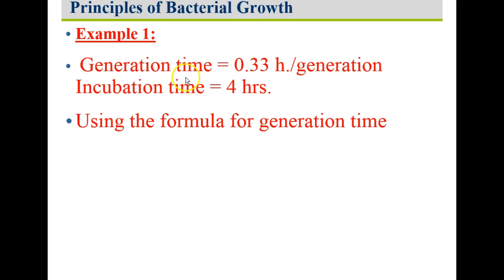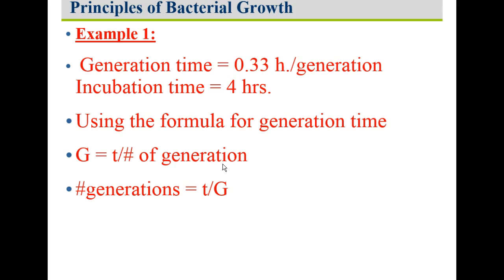We know the generation time, we know the incubation time. Using the formula for generation time, we can solve for number of generations to know how many times the population doubled in numbers. If we solved for number of generations, we get number of generations equal time of incubation over generation time. Now we can plug in the two parameters that we do know in order to solve for the third parameter.